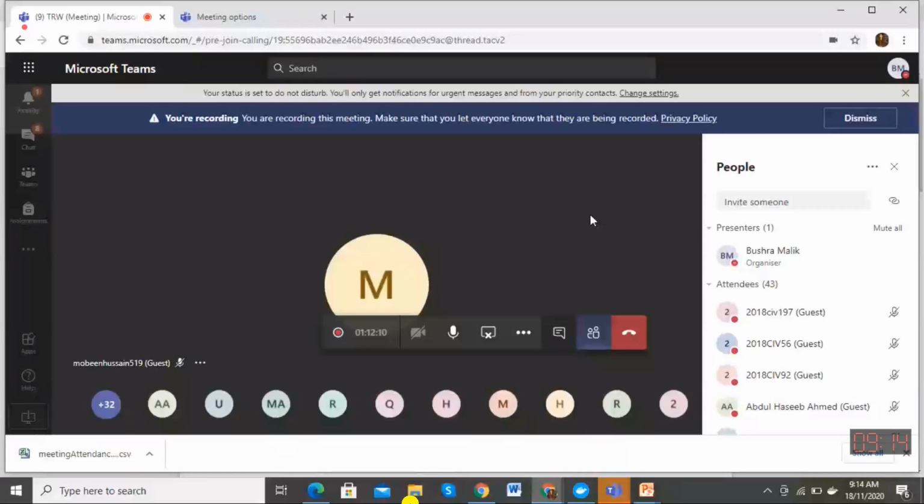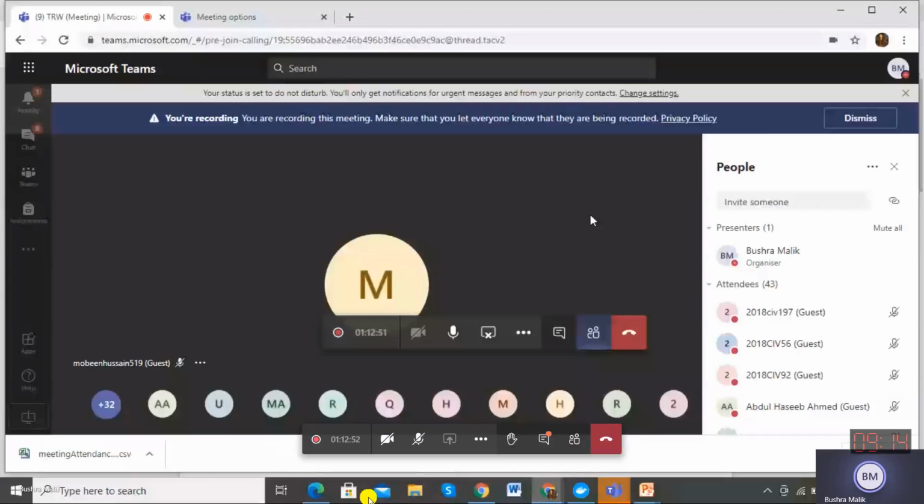A non-finite verb is the verb that comes elsewhere in the sentence after to. The verb that comes after the subject is a finite verb, whose form could be changed, and the verb that comes elsewhere in the sentence after using to is called a non-finite verb. Can anybody tell me what I have told you? Roll number 56.